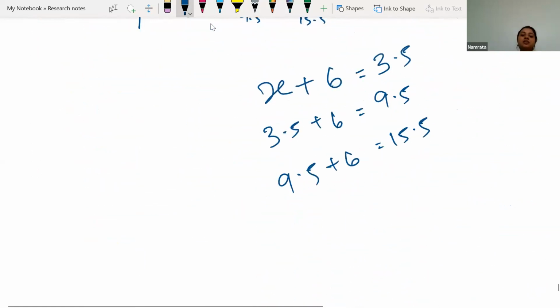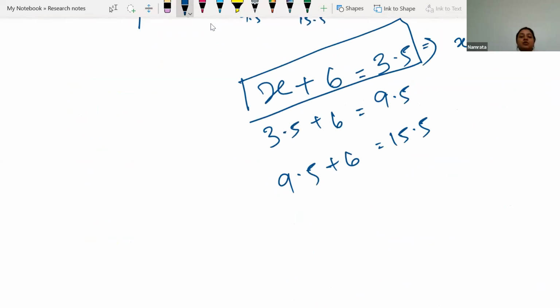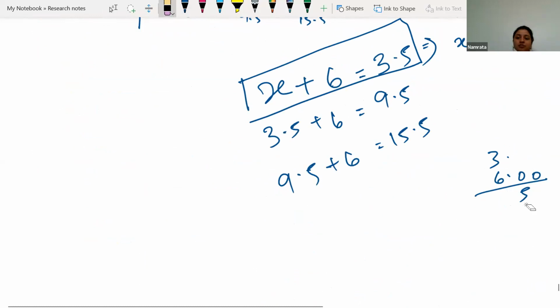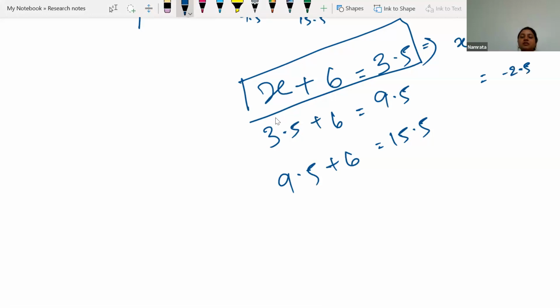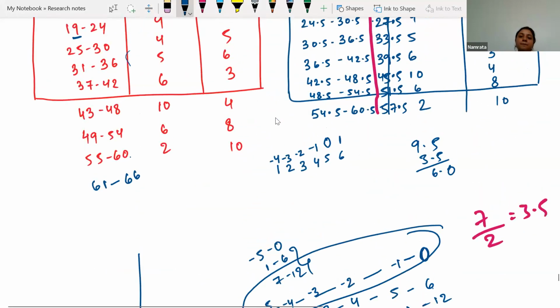Similarly, by making this equation, x plus 6 is equal to the first class mark, we can find the x value, that is 3.5 minus 6. Let's do the subtraction, which is minus 2.5. Yeah, I have written it the wrong way. 6 minus 3.5 we must do, and we write the negative sign. So yes, minus 2.5. This is the first class mark.